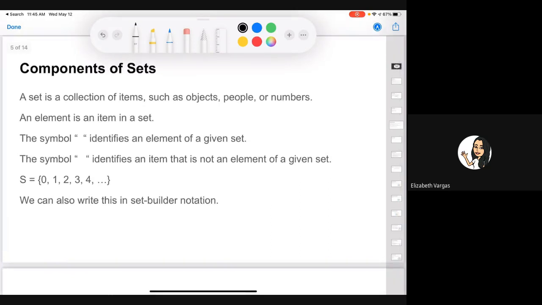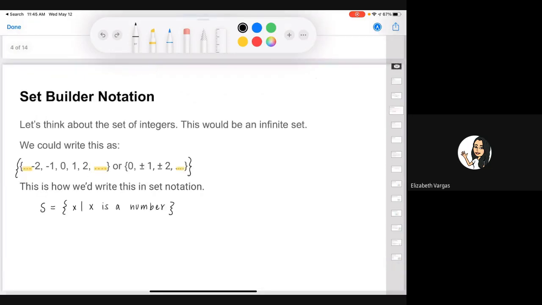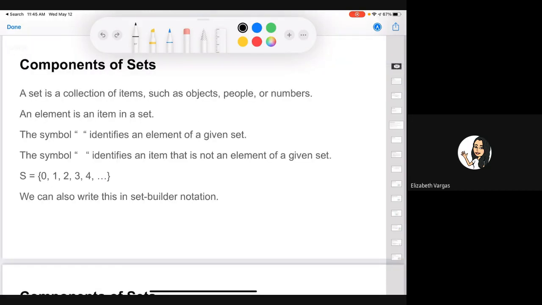Okay. Now we're going to look at different components of sets. Again, a set is a collection of items. They can be objects, people, or numbers. Whatever we want to include in our set, we definitely can. The different things we see in our sets, for example the different numbers here, are each called an element. An element is an item in a set, so every number in that list would be an element. There is a symbol that looks like an E, and it identifies an element of a given set.